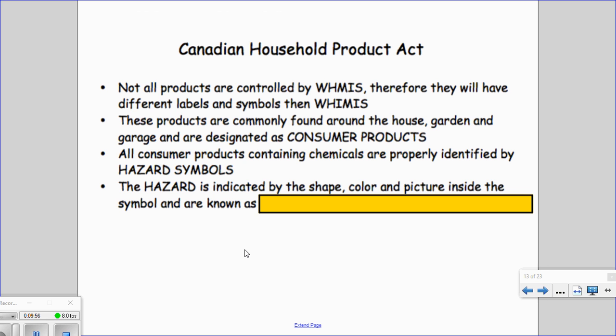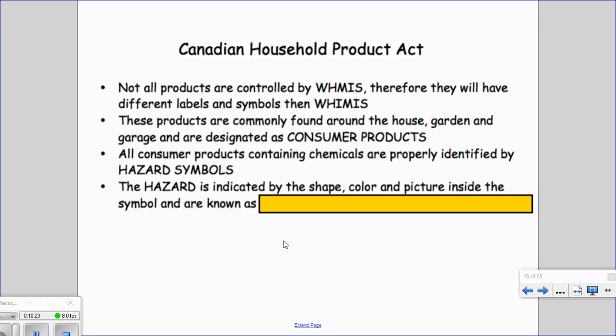So the other set of symbols that we'll consider are a different type that are not controlled under WHMIS. These ones fall under the Canadian Household Product Act. So not all products are controlled by WHMIS, therefore they will have different labels and symbols than WHMIS. These products are commonly found around the house, garden, and garbage and are designated as consumer products.